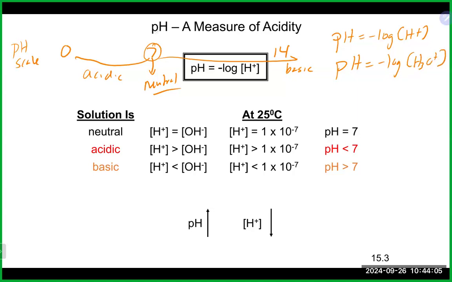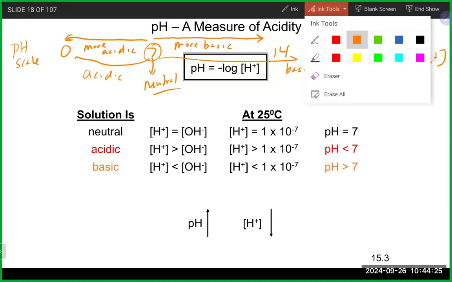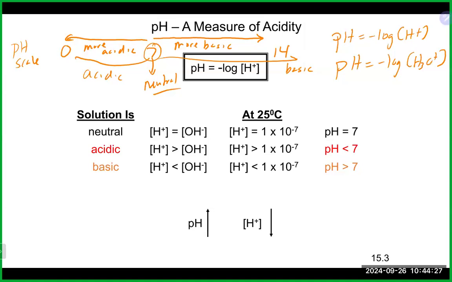By the way, 7 is kind of our central point here on the pH scale. As we go towards 14, we're becoming more basic. And as we go towards 0, we're becoming more acidic in this case. Now, when you look at this formula, it depends on the type of calculator that you have as to how you should punch this in correctly.